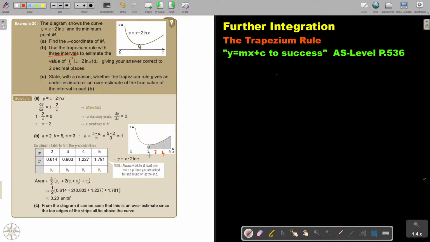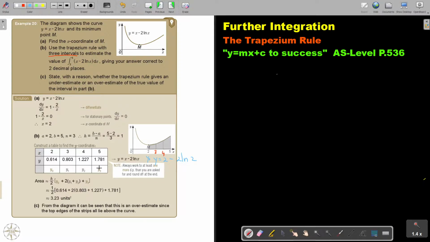So remember, this one at 2 is actually going to be y0, and then y1, y2, y3, up to there. And then I just basically substitute. So basically, I'm just going to say for the first one, I'll just show you. What's the value of x? It's 2 minus 2 ln 2. And press that on the calculator.